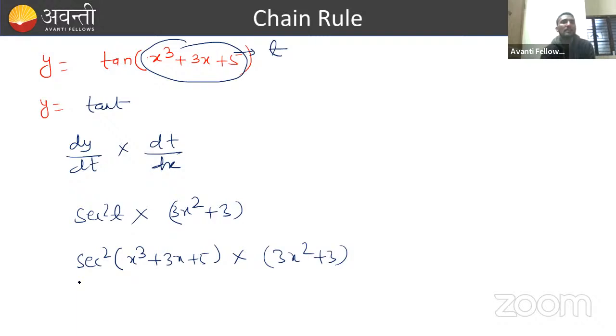So if you consider this, you will observe that if it is tan of something, I will write sec square of something, but again we have to go inside and find the derivative of that function, x cube plus 3x plus 5. So it will be 3x square plus 3. Okay, now I am going to generalize it.